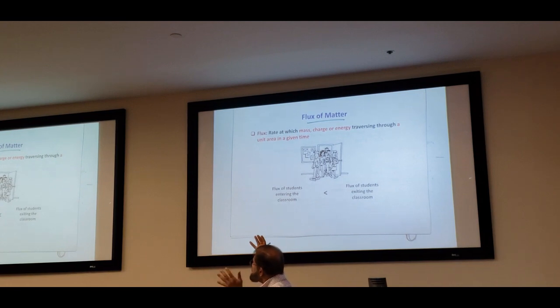That is, the flux is the rate at which mass, in this case the mass of you guys, the students, or charge or energy, passes through. In general, flux is this, but for diffusion it is the mass transport. In general terms, it can be mass, charge or energy traversing through a unit area in a given time. That is the flux. For diffusion, what is it?